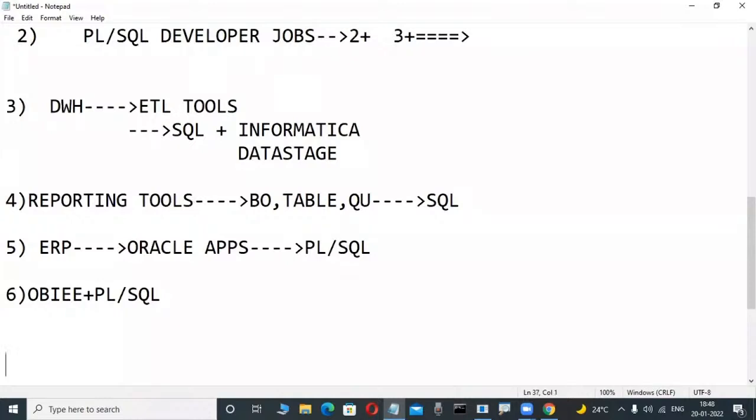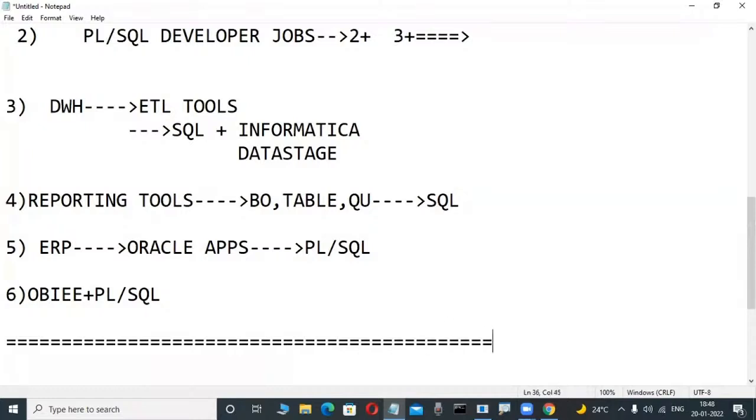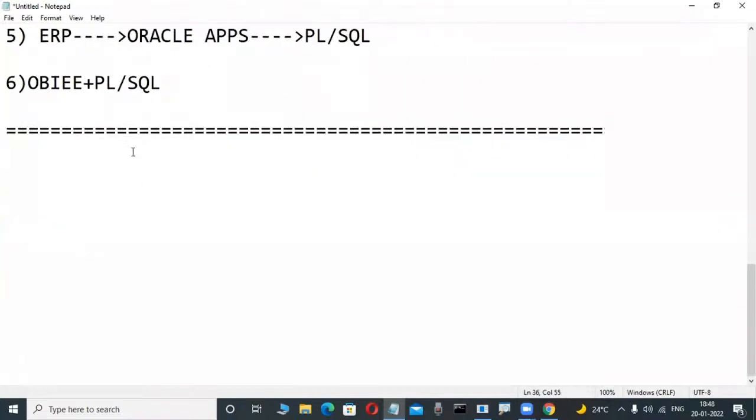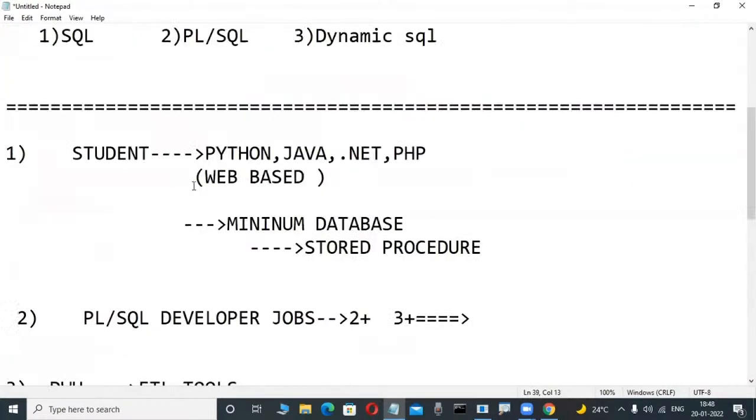These courses suit different persons. Suppose you are not interested in the programming side and want to go to the administration side, looking for jobs. In that case, DBA courses are there: Oracle DBA, SQL Server DBA, MySQL DBA, database administration courses. These persons also need minimum SQL knowledge before learning those courses.